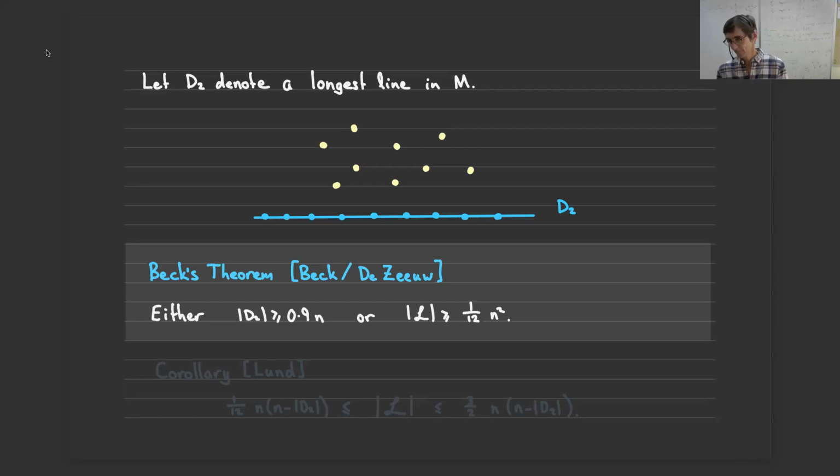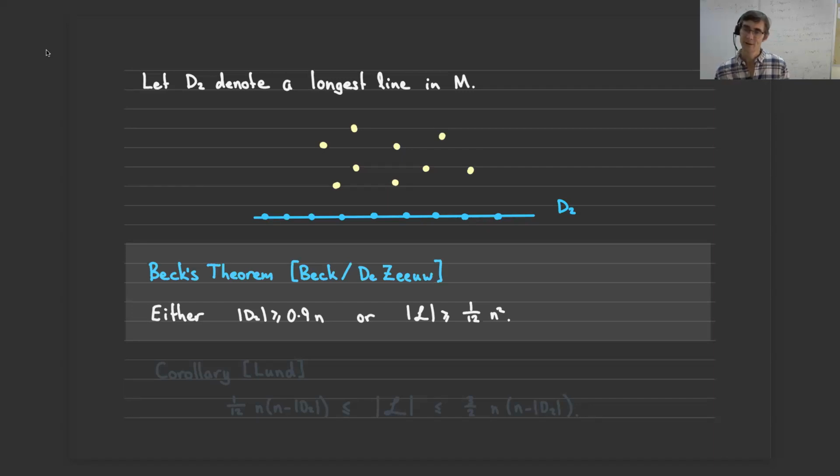Now, if the number of lines is at least a 12th n squared, then you have what you're looking for, because the number of lines can be at most n choose 2, which is in the order of n squared. Every pair of points defines a line. So if your number of lines is in the order of n squared, we've got a good estimate on the number of lines, something that's correct within a constant multiple. So you only have to worry about the case that your longest line is very long.